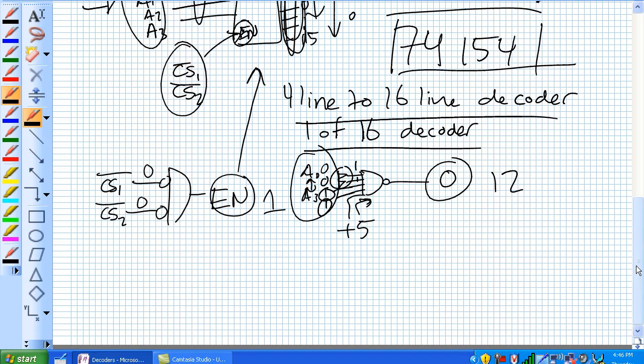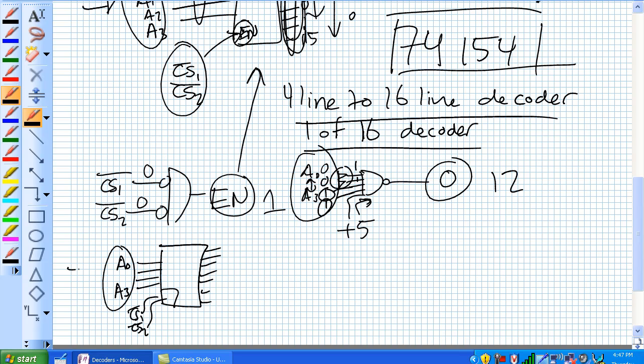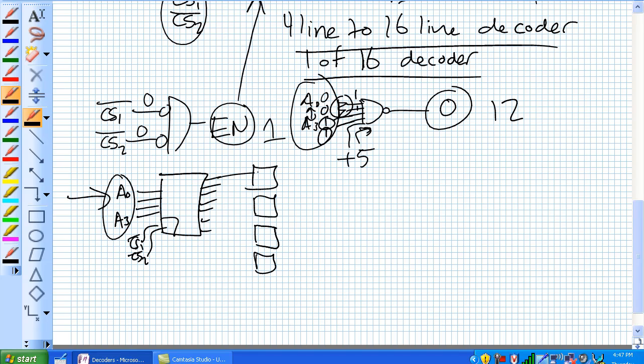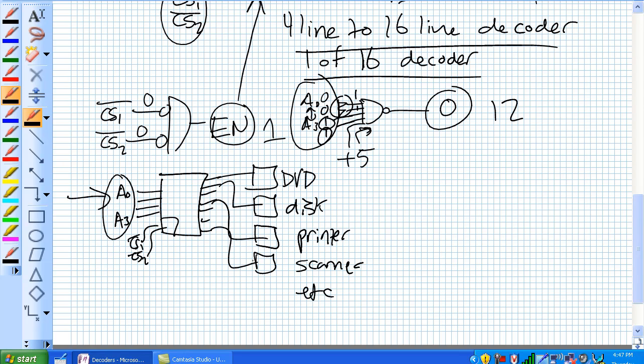While we're on the 74154, there is just a quick application here. Just think about this: 1, 2, 3, 4. Let's say 0 to 3, and let's say it is enabled, and chip select 1, chip select 2, both those guys are coming in as 0, and 1, 2, 3, 4, 5, 6, 16. And just think about this, pretend that's an address that's coming in, and there's a bunch of peripheral devices out here. Your DVD player, disk drive, printer, scanner, etc., etc. But only one of these guys can be activated at a time.